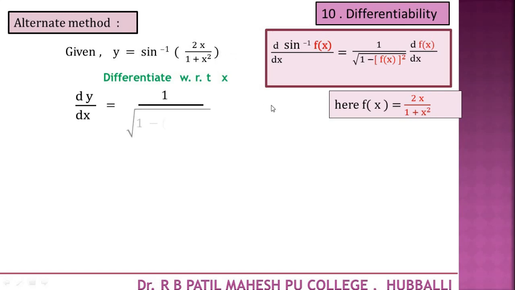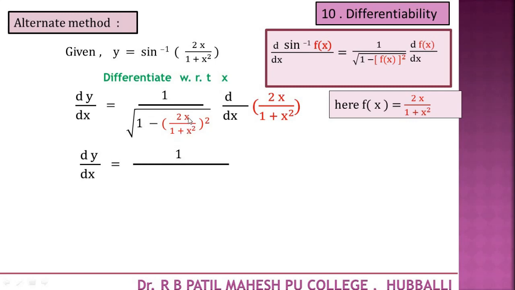1 divided by root of the square of this function, into d by dx of the function, that is 2x divided by 1 plus x square. So here the first function we simplify in this way: 1 divided by, 2x whole square numerator, denominator is 1 plus x square whole square. If I take LCM, this denominator is multiplied to the numerator and whole divided by 1 plus x square whole square. So that is 1 plus x square whole square minus 4x square divided by 1 plus x square whole square.